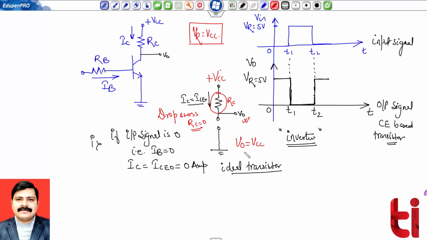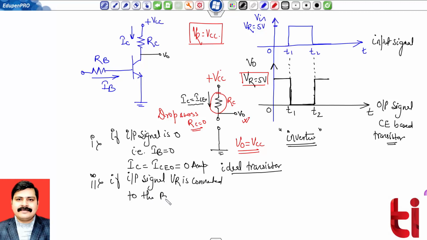So this is the first case. That means when there is no input for the period from 0 to T1, I am having the output VR of 5 volt, that is equivalent to VCC. Now let us check the second case. If the input signal VR is connected to the base.